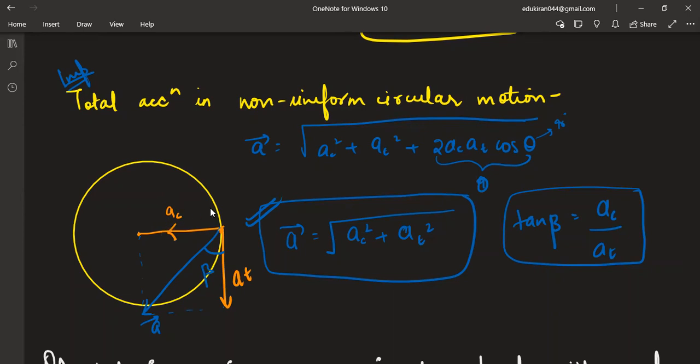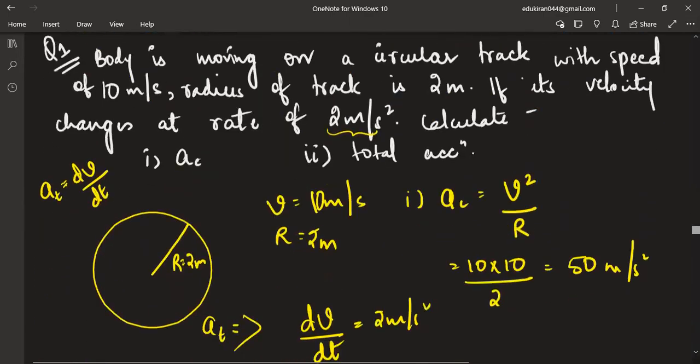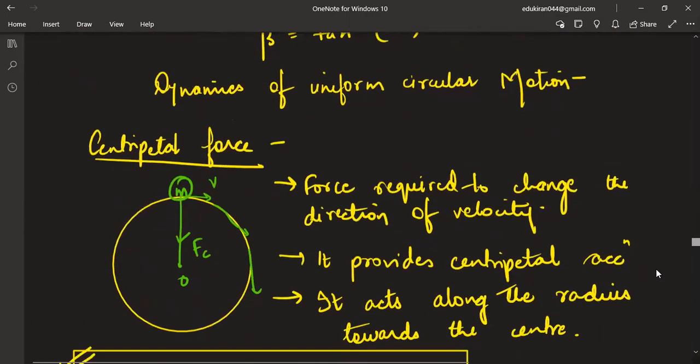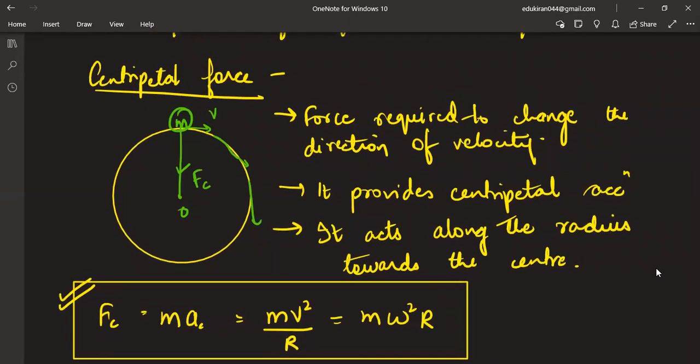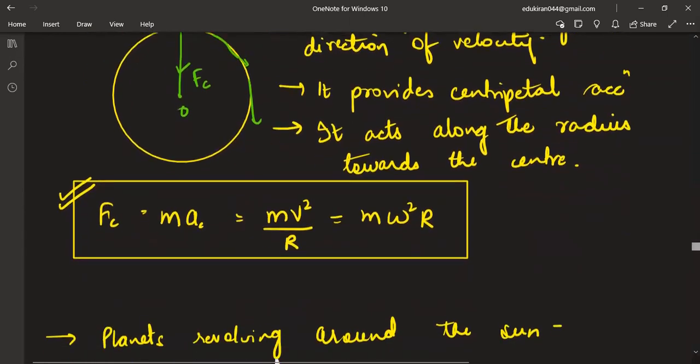So centripetal acceleration and tangential acceleration can easily be combined using your parallelogram law. Directly use this because this is going to be 90 degrees, so cos 90 is 0. So it is under root a_t square plus a_c square, and tan beta is equal to a_c by a_t. This is what you can use. Centripetal force also you should remember. mv square by r is the general formula, or mass into centripetal acceleration you can write, or m into omega square into r. This part you can write.